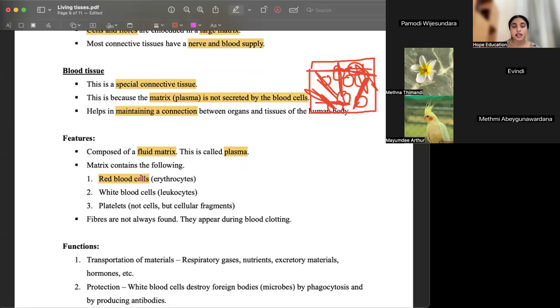There are red blood cells, which are also called erythrocytes. There are white blood cells, which are also called leukocytes, and there are platelets. Platelets are not actually cells. Red blood cells and white blood cells are actually cells, but platelets are not cells. They are just cellular fragments.